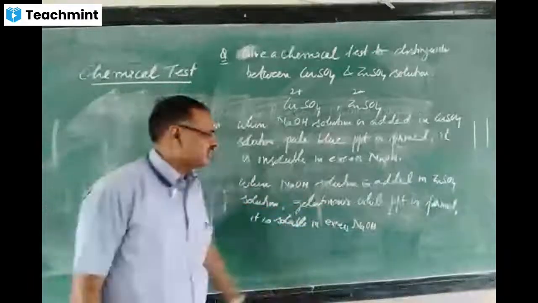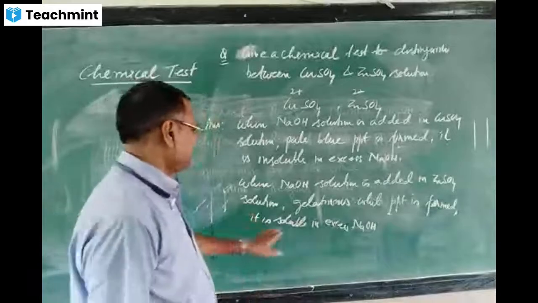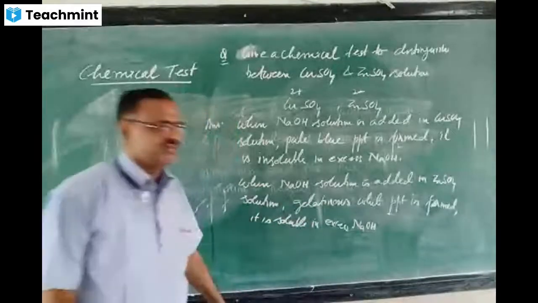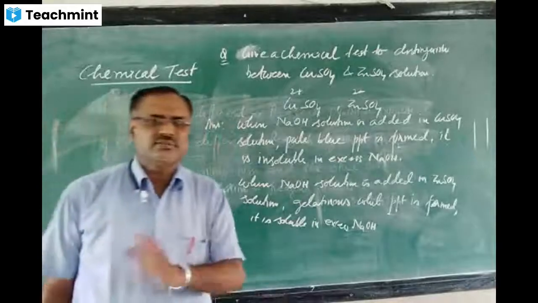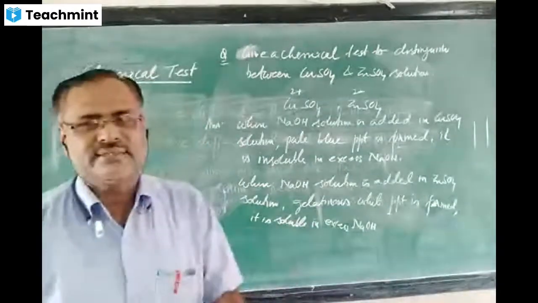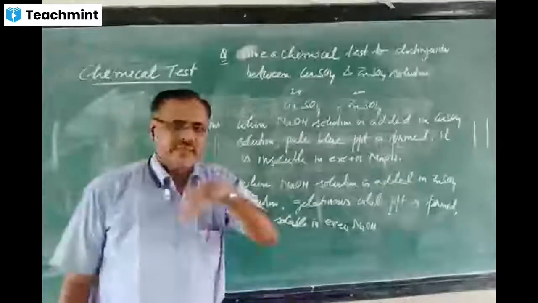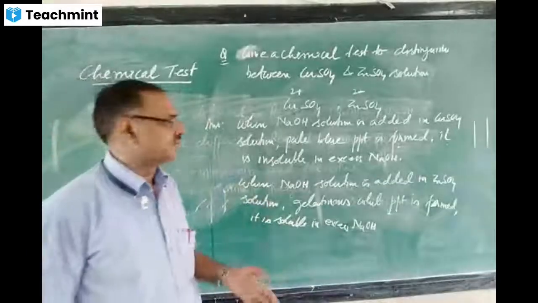Here, when sodium hydroxide solution is added in zinc sulfate solution, a gelatinous white precipitate is formed. It is soluble in excess sodium hydroxide. The chemical equation is not required. If you want, you can write it. Otherwise, I suggest you leave the chemical equation, unnecessary. You will create a problem for yourself.